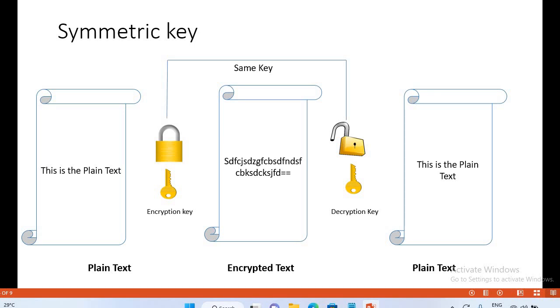The algorithms used by the symmetric key are AES, DES, 3DES, etc. Now let's move to the next topic.